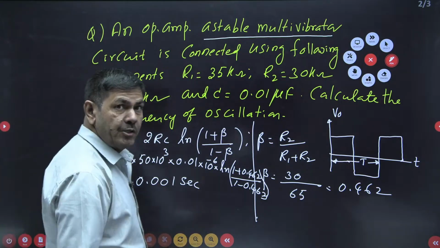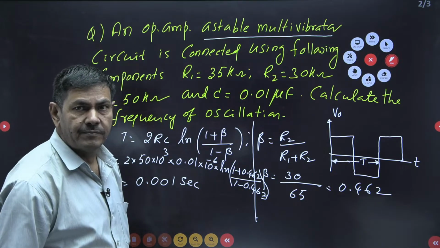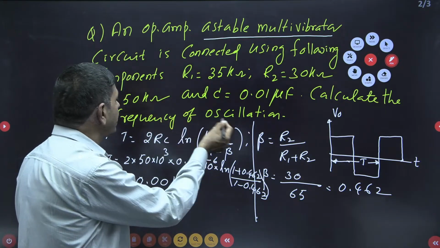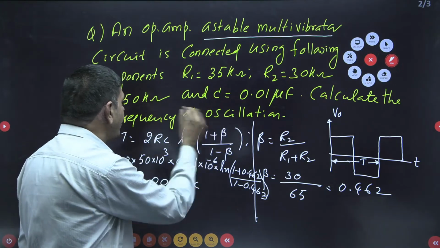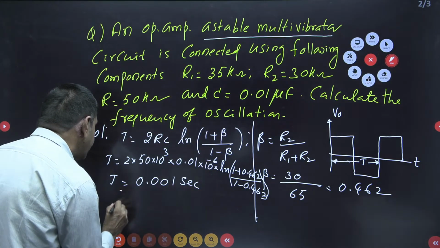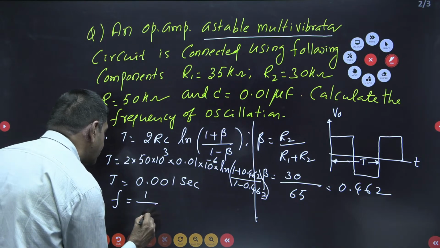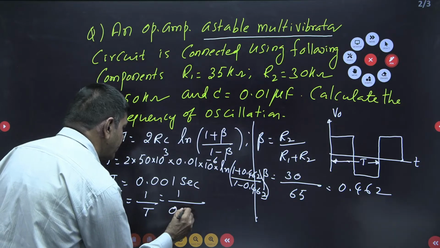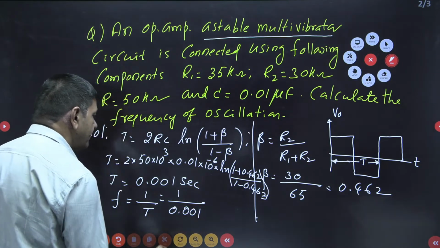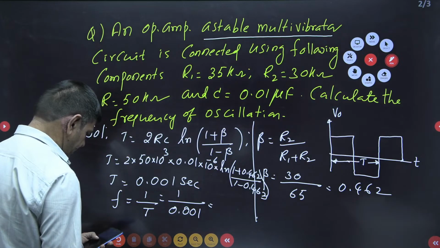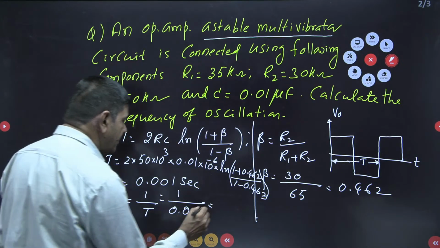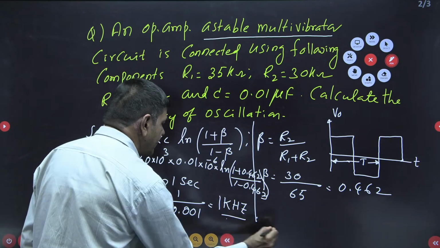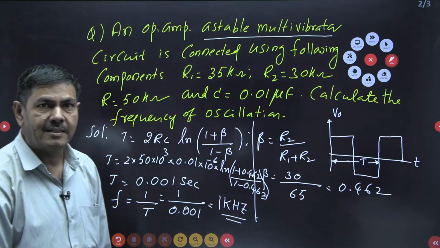Using this T, you can determine the required value of frequency here. The problem is asking to calculate the frequency of oscillations. The frequency of oscillation equals the reciprocal of this time period, we know very well. 1 by 0.001. That value comes as 1 kilohertz. The frequency of oscillations generated is 1 kilohertz. That is the answer for this question.